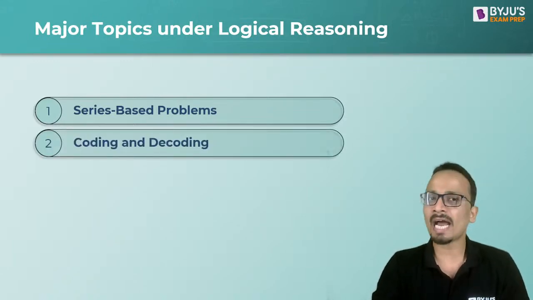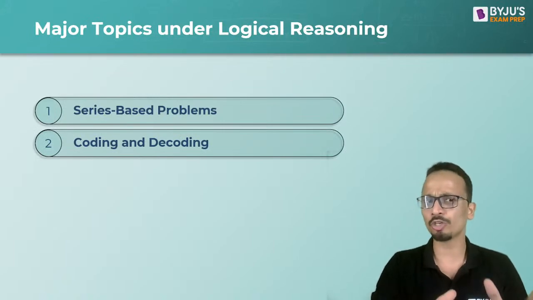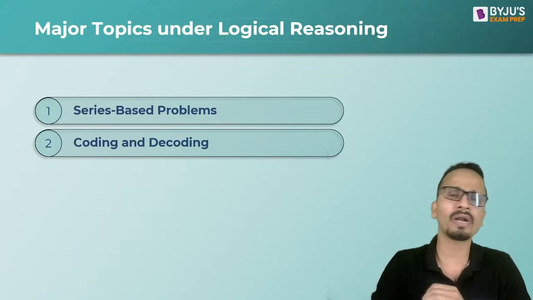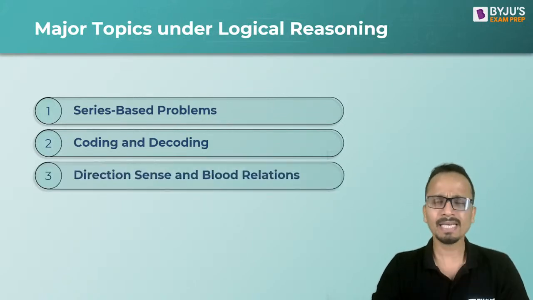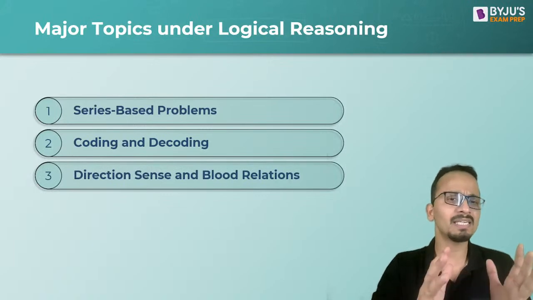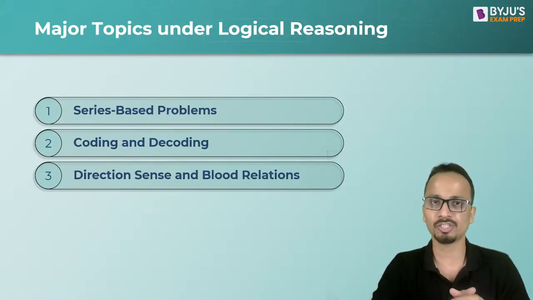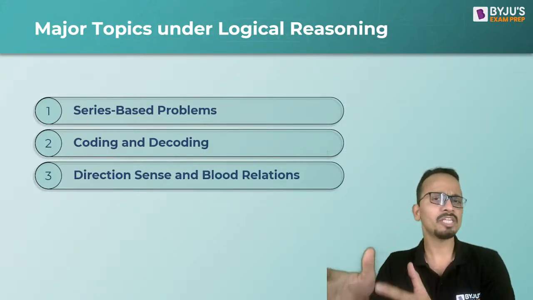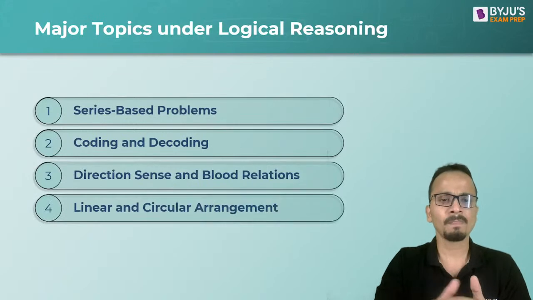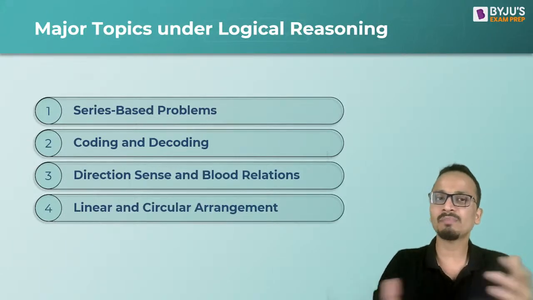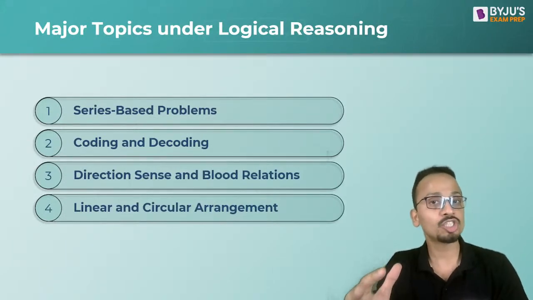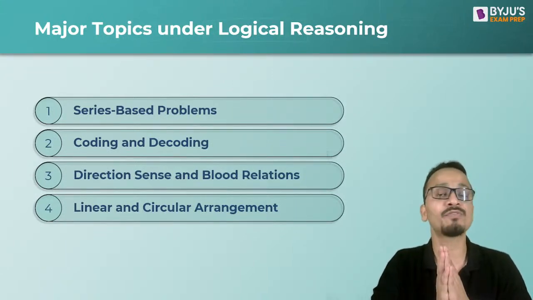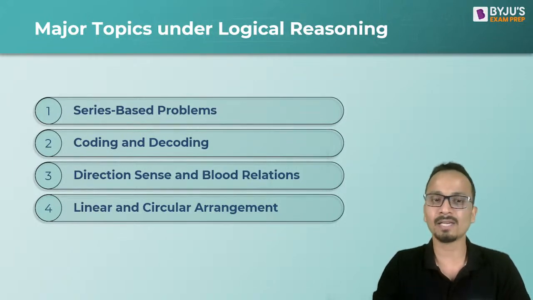The next is coding and decoding. Definitely we'll be looking at a few questions based on coding, decoding, and again coding and decoding can be of 3 or 4 different types. Then one of the most important areas is direction senses and blood relations. So direction senses is obviously a different chapter, a different topic, and blood relations is a different area. All right. Then arrangements can be of 2 types, linear and circular arrangements, on which you may find independent questions, or the questions may come in the form of sets on linear and circular arrangement.